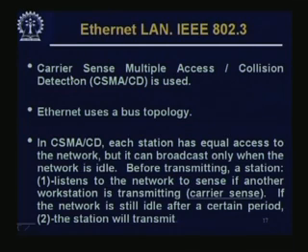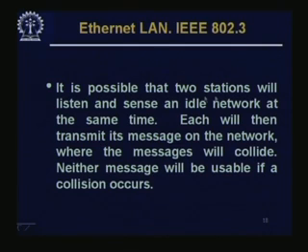Now we go into the details of how exactly this is done. We have discussed the basic technology already. Ethernet assumes a bus topology, carrier sense multiple access, and in CSMA CD each station has equal access to the network, but it can broadcast only when the network is idle. Before transmitting, a station listens to the network to sense if another workstation is transmitting, which is carrier sense. If the network is still idle after a certain period, the station will transmit. It is possible that two stations will listen and sense an idle network at the same time. So, each will then transmit a message which will collide.